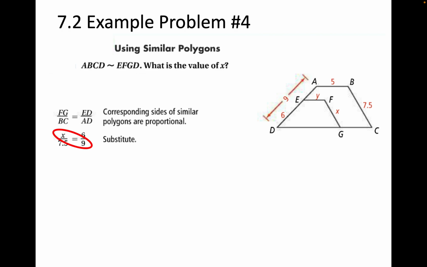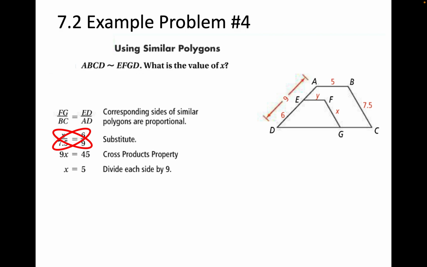If I cross multiply, 9x is going to be equal to 45, 6 times 7.5. If I divide by 9, I get x equals 5. So now I know that side there is 5.